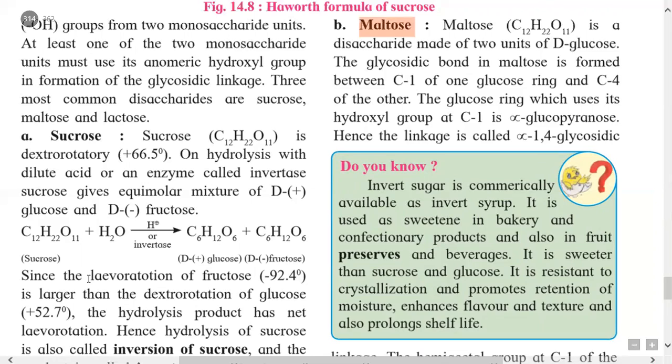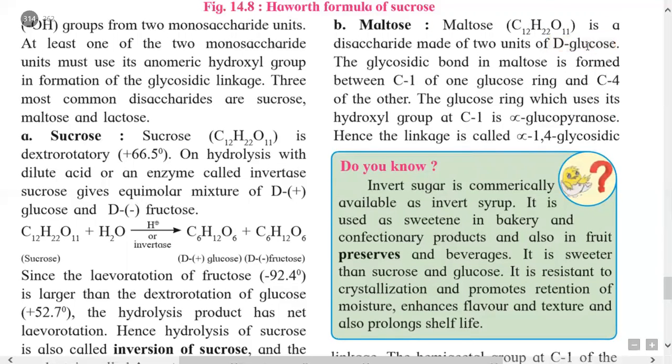The next example of disaccharide is maltose. Maltose has molecular formula C12H22O11. It is a disaccharide, again made up of two units of monosaccharides. Both units of monosaccharides are D-glucose.